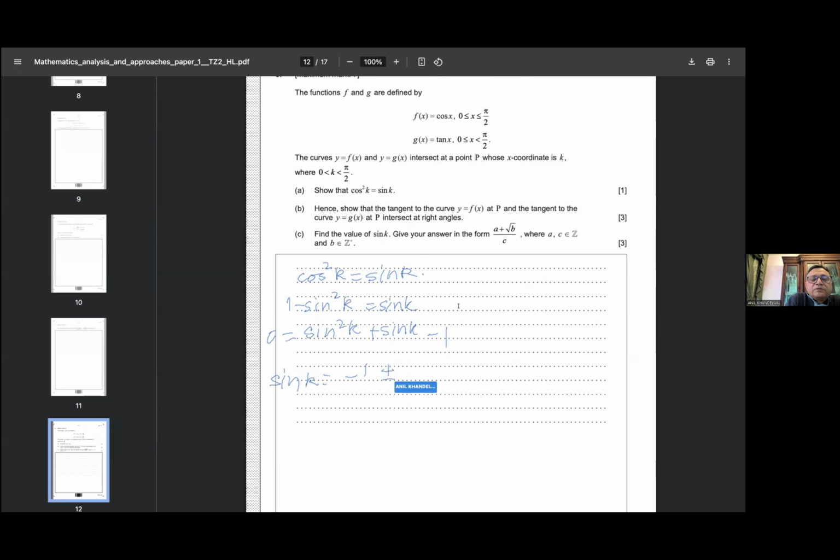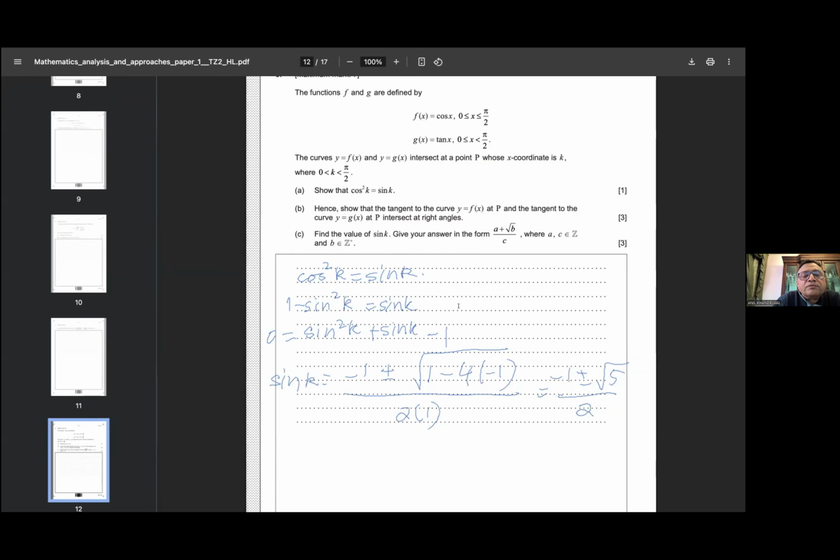So minus 1 plus or minus square root of b square minus 4ac. So b square is 1, minus 4ac means 4 times, both are 1, this is minus 1, right? Over 2a. A is 1. Minus 1 plus or minus, 1 plus 4 is 5, square root 5, over 2. So that's what we get.